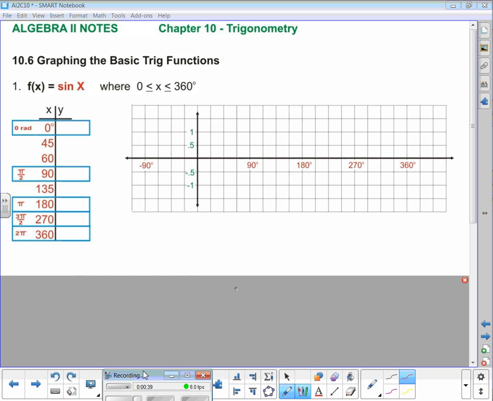If I make this statement, finish it for me. Anything can be graphed using an XY chart, exactly. And that's what we're going to do here. And that's what I have started for you guys in your notes, right? I've got an XY chart for you.